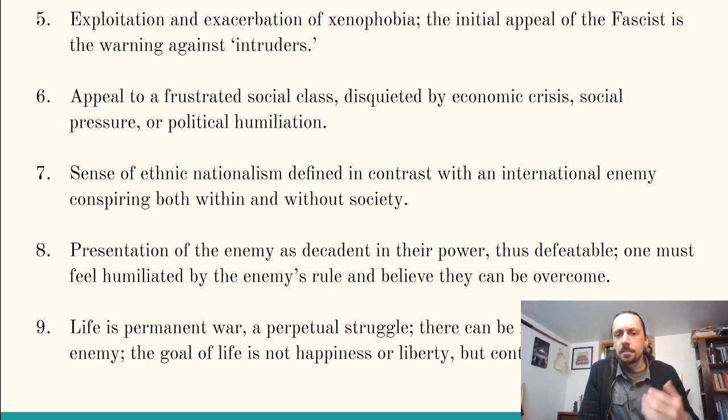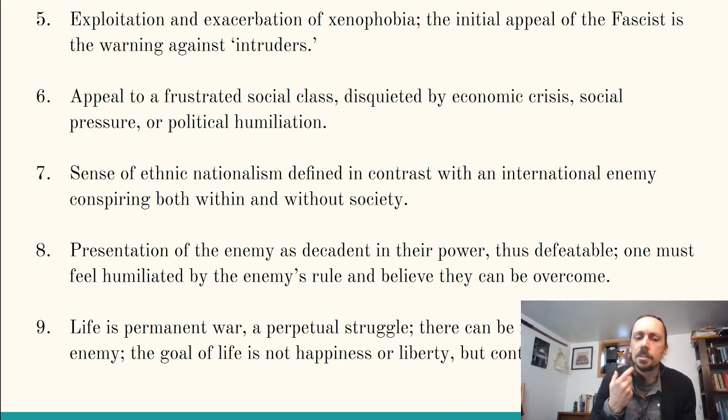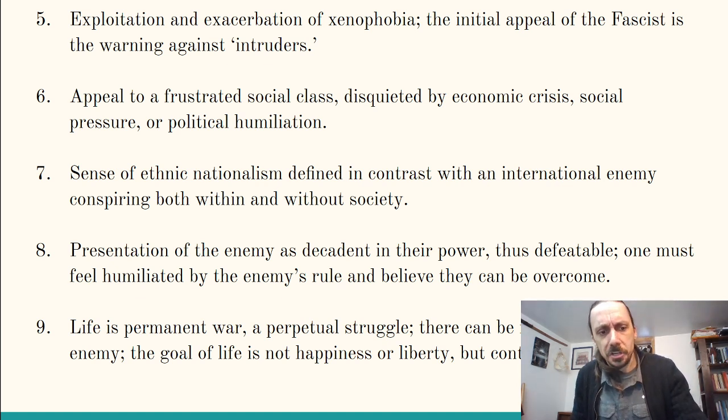Nevertheless, the enemy is decadent and defeatable, and part of the appeal of this view is also that, what is life? Life is a kind of struggle. It's war. There can be no peace, and the goal of your life is not to be happy. The goal of life is not freedom, but contribution to the war effort. Again, this is often a good recruitment tactic for frustrated young men, age 17 to 25 or so, right? They don't want to be happy. They want to contribute to a struggle. They want to suffer a little bit because life is war and conflict and being tough and being a man.